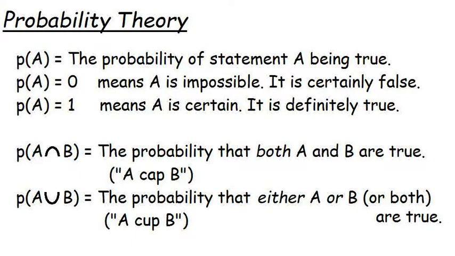The downward pointing hoop, which is sometimes termed cap, indicates and, i.e. the probability of A cap B is the probability that both A and B are true. The upward pointing hoop, sometimes called cup, indicates or, i.e. the probability of A cup B is the probability that either A or B or both are true.